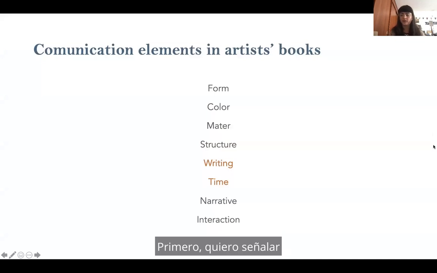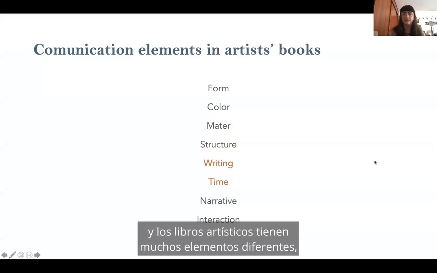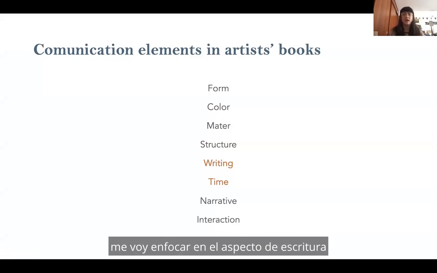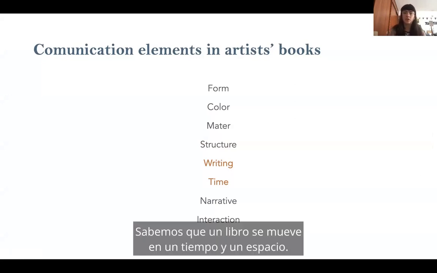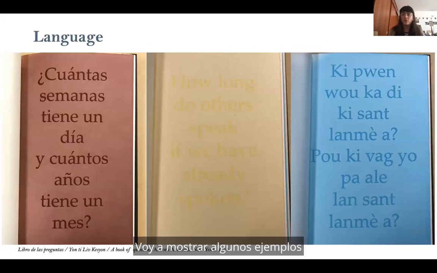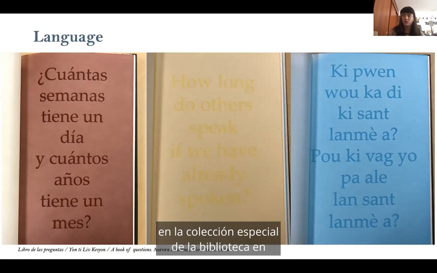First, I want to point out that even though I'm going to talk about artist books, and artist books have all these different communication elements that are very important, I am going to be focusing on the writing aspect and on the time aspect. We all know that books move through time and space. So that's what I'm going to be talking about. I'm going to show a few examples of artist books that I mostly found in the special collections at the University of Iowa Main Library.